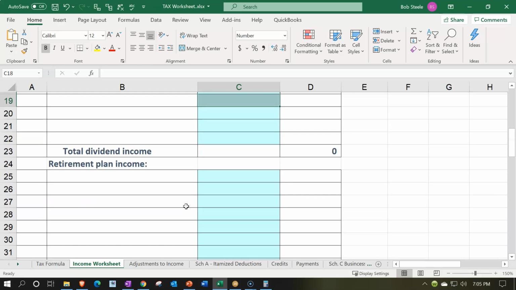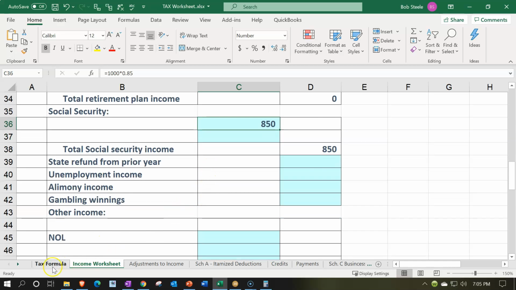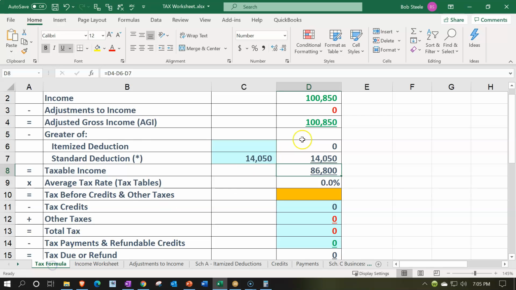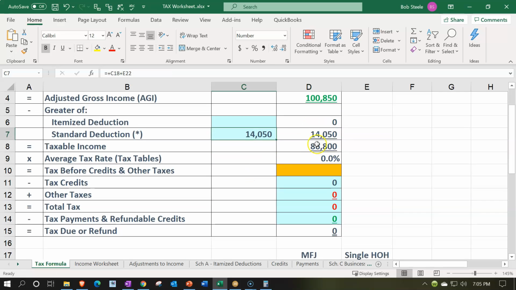I would say now we're going to have the Social Security, and you might do the calculation here if it's a basic calculation, which would be 1,000 times 0.85 to give you more detail on the calculation. That's going to be included in income. And then we have the standard deduction, so that means we should have taxable income of 86,800.